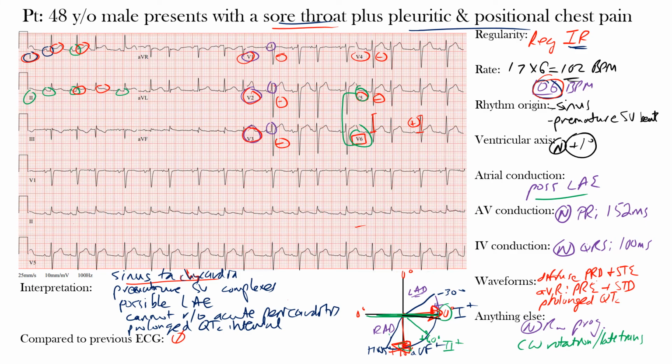Now, in conclusion, our 48-year-old male that presents with a sore throat plus pleuritic and positional chest pain has an EKG showing sinus tachycardia and premature supraventricular complexes. We saw a prolonged QTc interval, possible left atrial enlargement, and findings that were compatible with acute pericarditis. And the clinical picture helped to confirm it, and that's what this patient had.